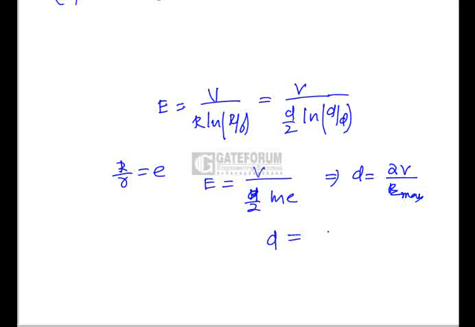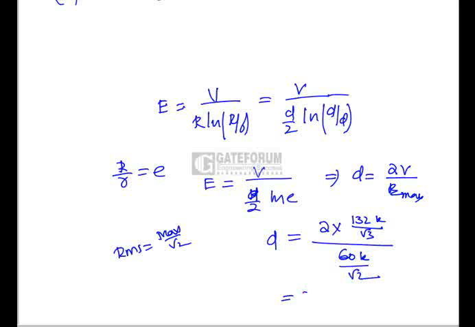Now what is d here? d is equal to 2V by E. Now what is V here? 132 kilovolts. So this is 132 by root 3, the phase voltage we have, and he has given the maximum dielectric stress as 60 kilovolts. Be careful with units because he has given us the maximum dielectric stress. Now what is the relation between RMS and maximum? RMS is equal to maximum by root 2. So this is 60 kilovolts by root 2. You will get it as 3.6 centimeters, the most economical conductor diameter for the single core cable. That is option A.